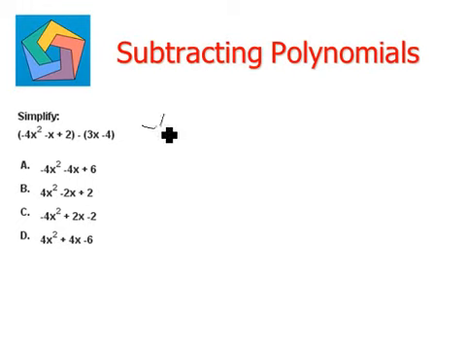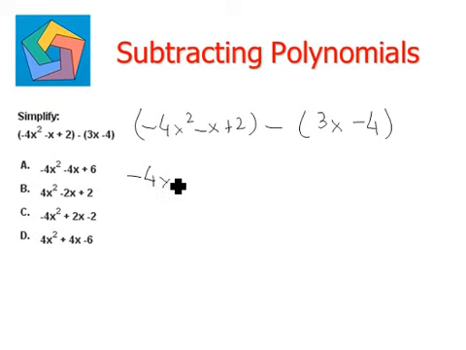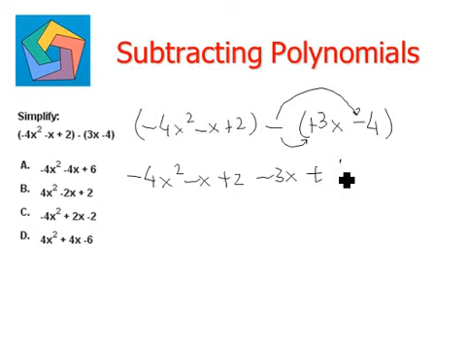Negative 4x squared minus x plus 2 minus 3x minus 4. Now the first parenthesis will come down as it is. Nothing to do in this. Now a negative and a positive is a negative 3x. Then a negative and a negative becomes a positive 4.